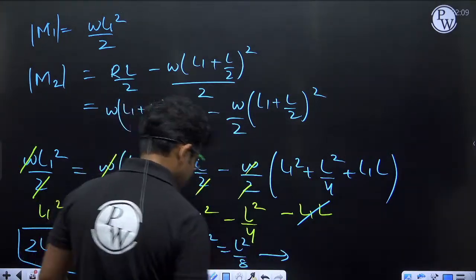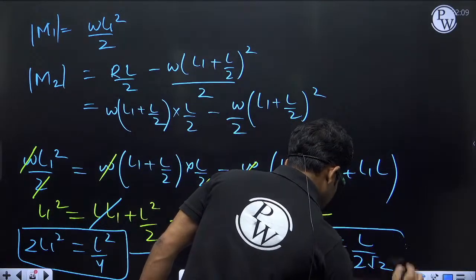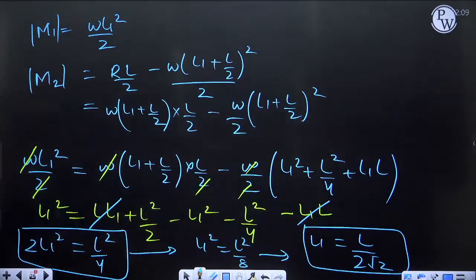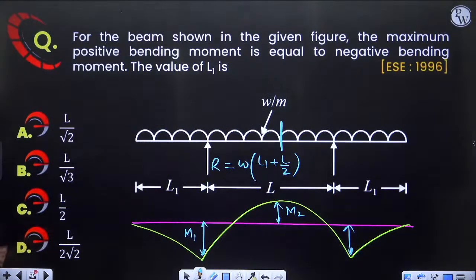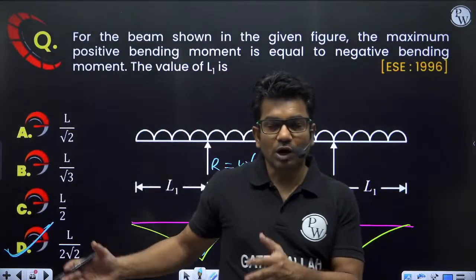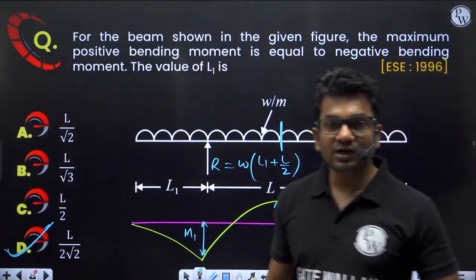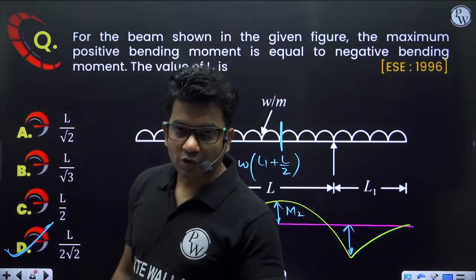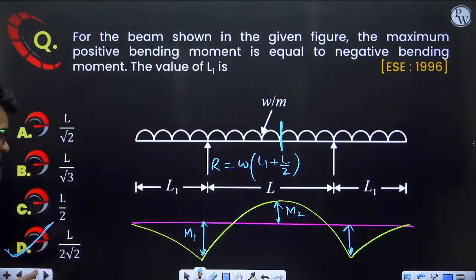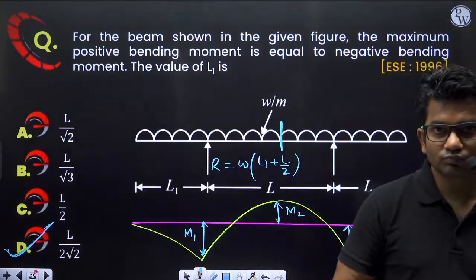From this we can say L1 is equal to L by 2 root 2. Okay, so this is the correct answer. Correct answer is option D. I have told you how to solve this question, but in examination you will not get so much time that you can solve, so you can remember this result.